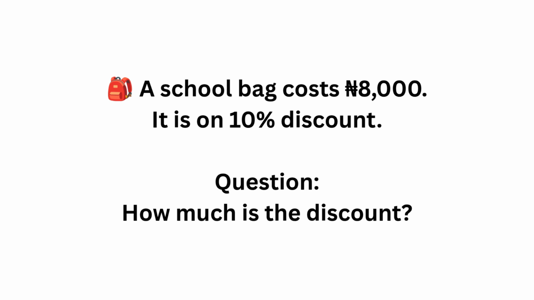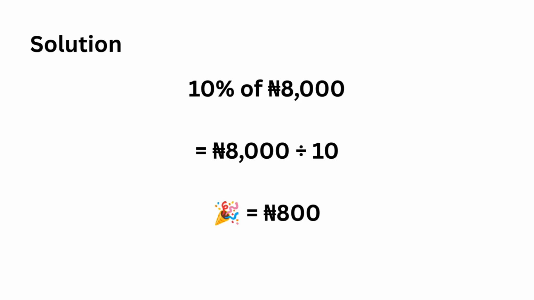A school bag costs 8,000 naira. It is on 10% discount. Question is, how much is the discount? So now look at it very well. The question isn't asking us for the new price yet. It is asking how much the discount is. So we find 10% of 8,000 naira. 10% means divide by 10. So 8,000 divided by 10 is 800. So the discount is 800.